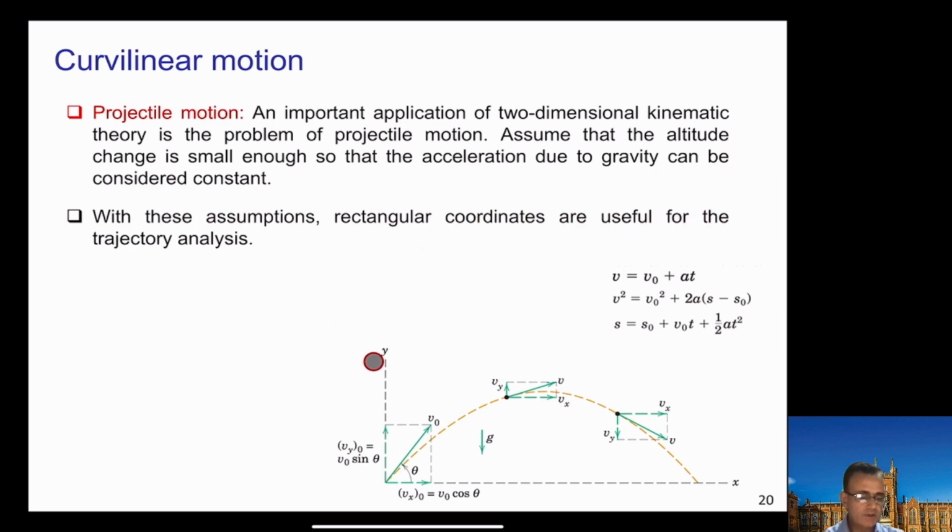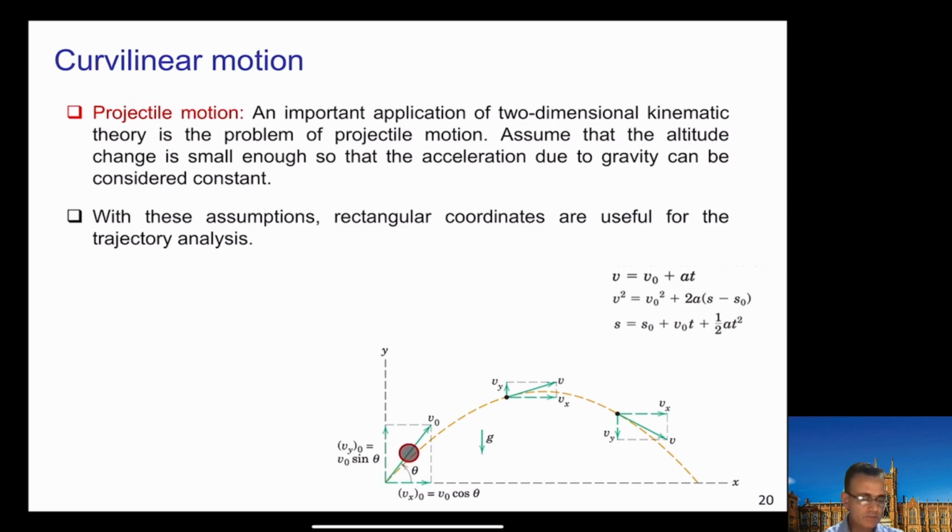So again, as you can see, this is the y coordinate, this is the x coordinate, and assume that somebody throws a stone or some object with some initial velocity, which makes some angle theta with the horizontal.